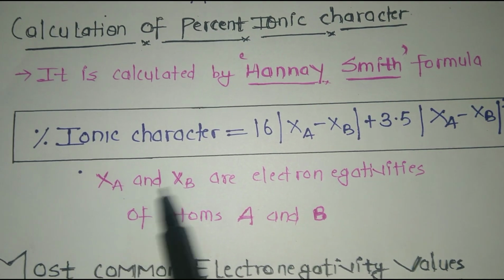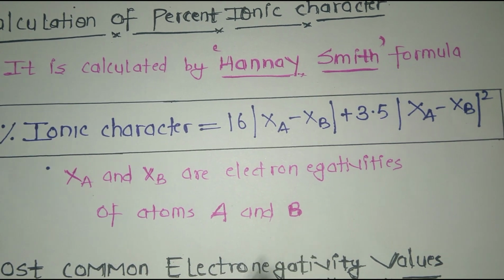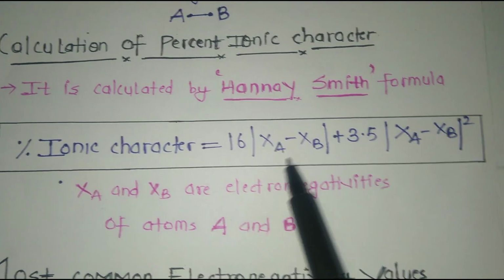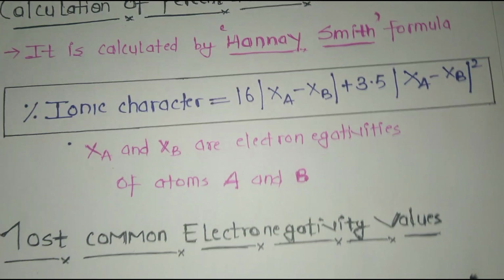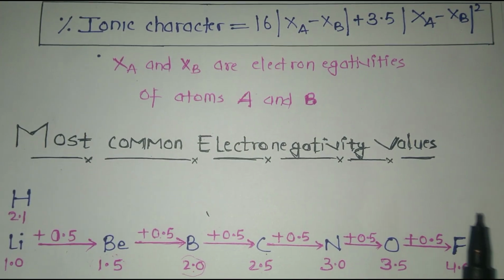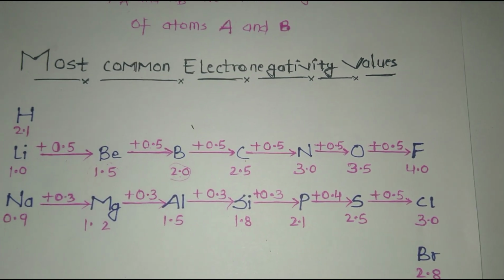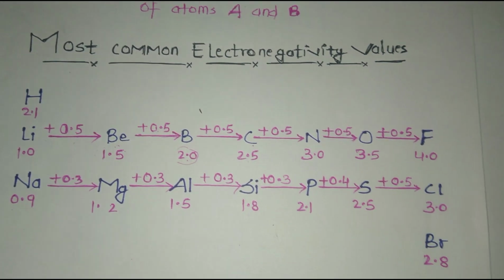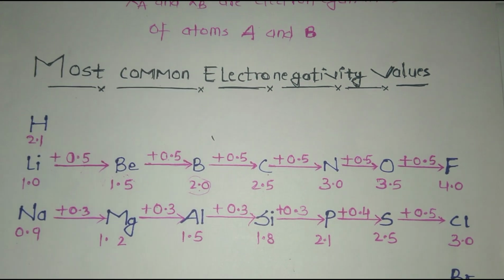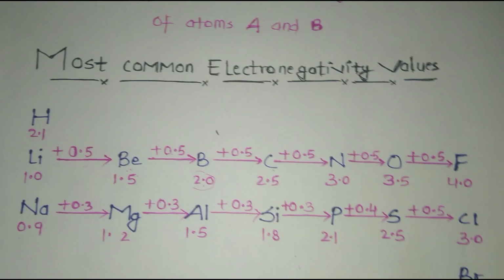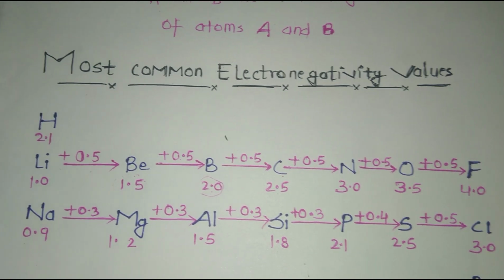Now here XA and XB are the electronegativities of atom A and B. Now before moving to the questions, you have to learn some most common values for electronegativities, and you have come across these values during your 11th and 12th standard. So some most common elements I have written over here on this page.